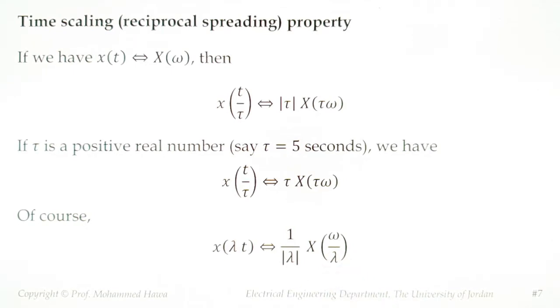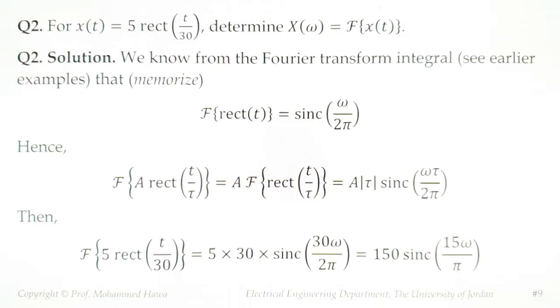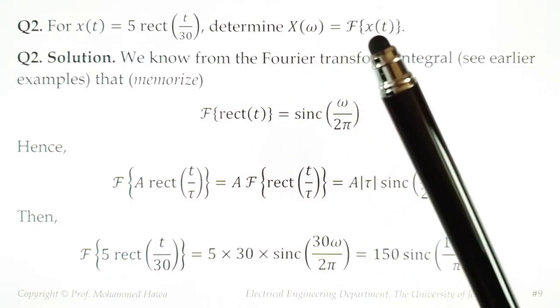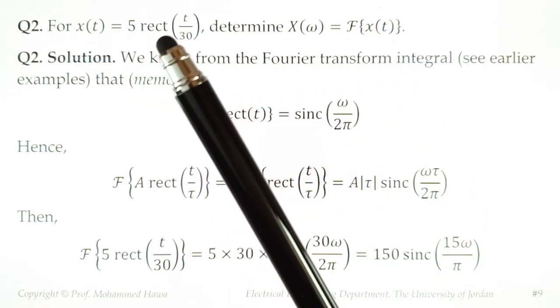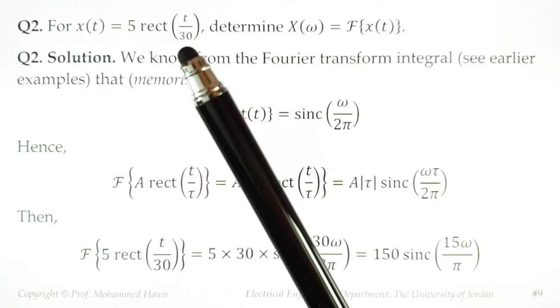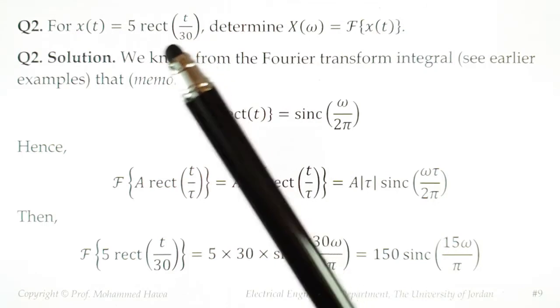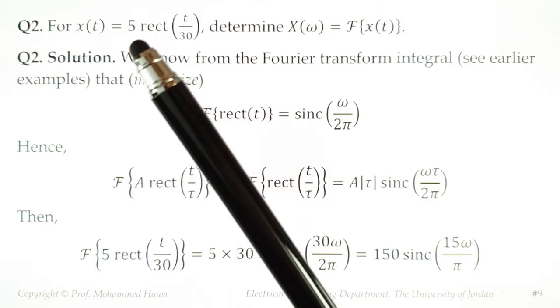This is an important property because you'll encounter time scaling on signals quite often. Instead of going through the proof, let's solve this example. It says find X of omega, or the Fourier transform of x of t, for x of t equal 5 rect t over 30. Notice the time scaling here, and also notice the amplitude scaling here.